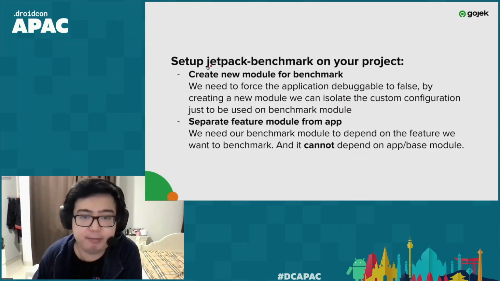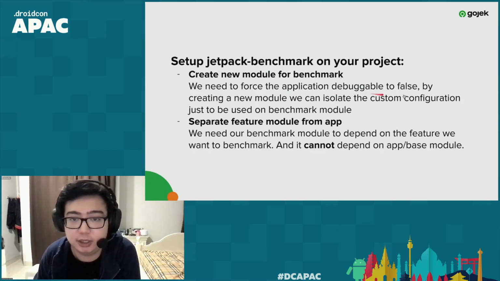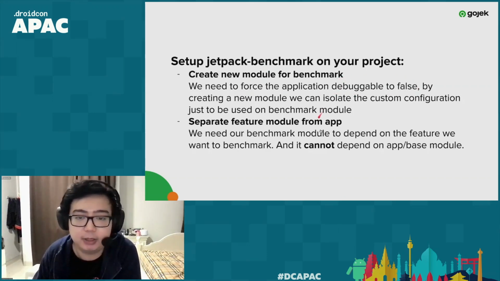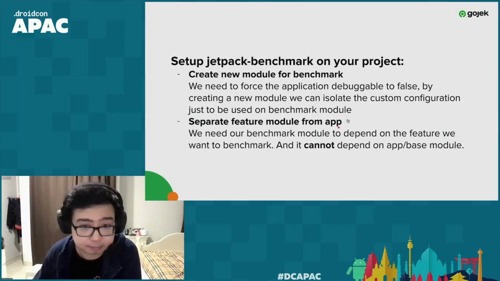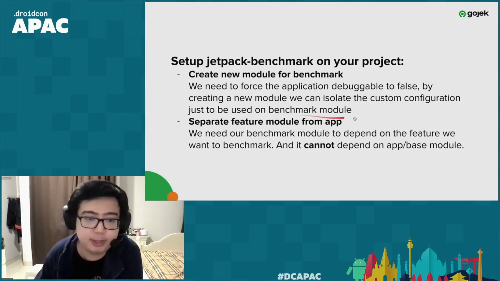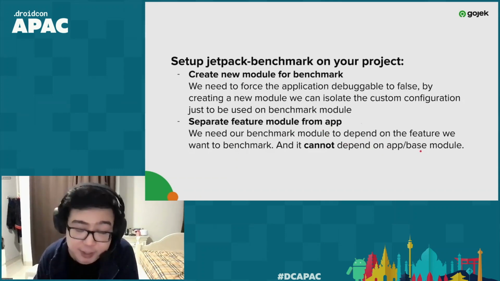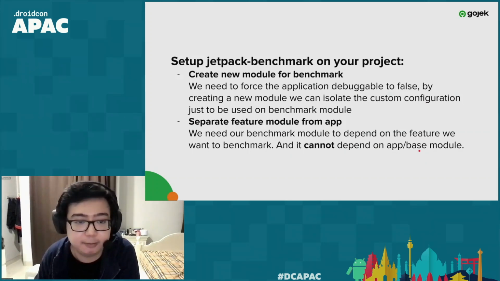So when we set up our Jetpack Benchmark project, it's better if we create a new module for benchmark. It's better if you don't use the current app module. Why? Because we need to force the application debuggable to false. If you create a new module, we can have a separate configuration for the app. So the point is we want to isolate the custom configuration only on the benchmark module. And we need to separate the features that we want to benchmark from our app. Why? Because our benchmark module will need to depend on the feature module here. And if it is on the app module or base module, our benchmark module won't be able to depend on it, and we can't test it.